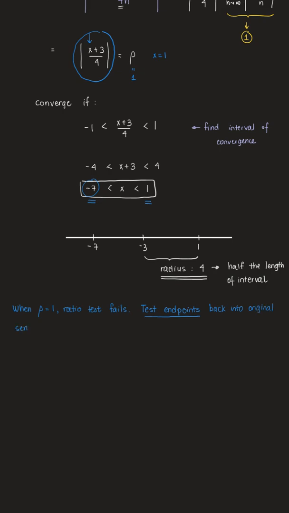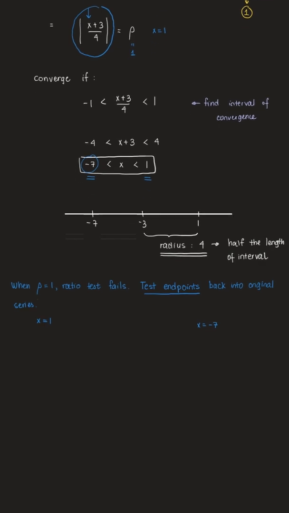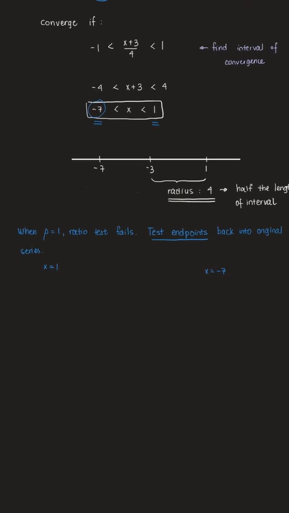So we need to see what happens when x is 1 and when x is negative 7. Those are the two endpoints of our interval of convergence. So I'm going to go ahead and write the series one more time. Our original series looked like this: sum from n equals 0 to infinity.